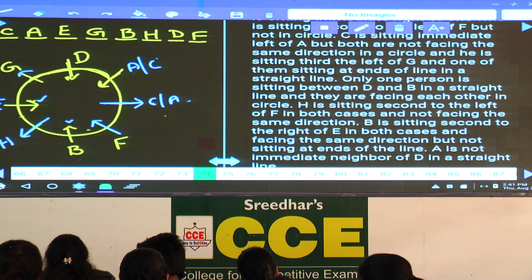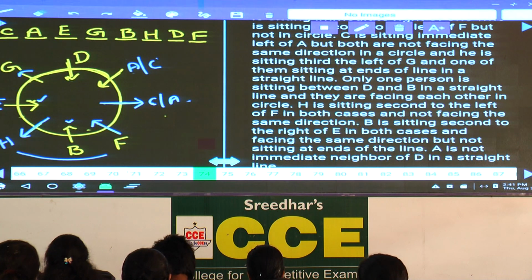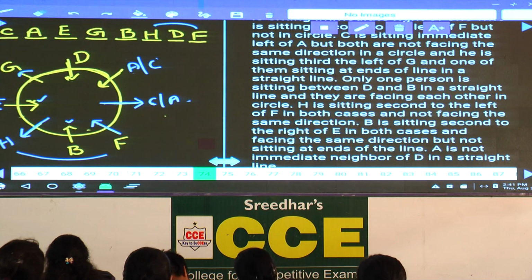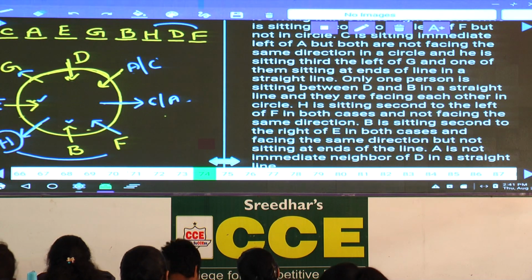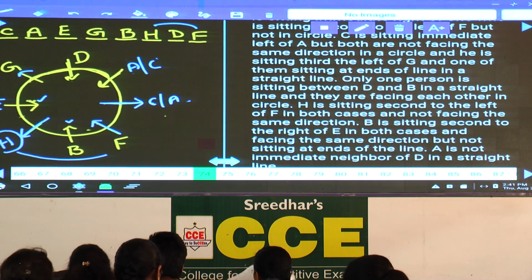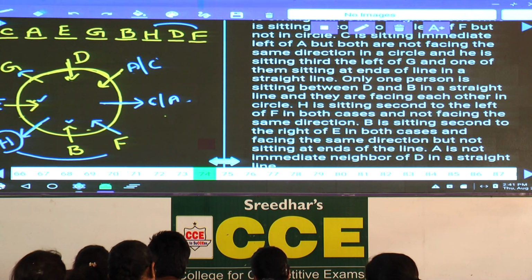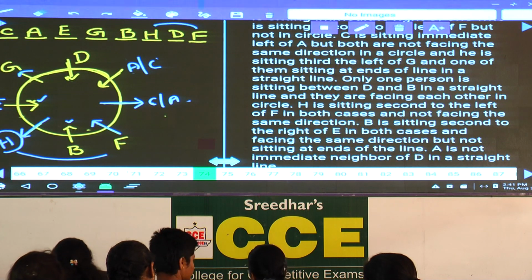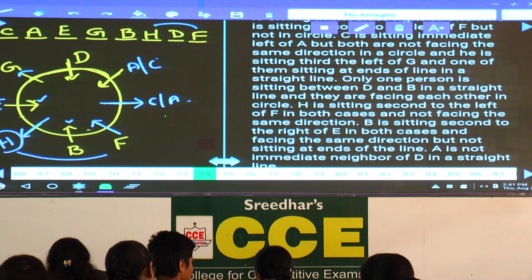Now this information is also not required within the circle. For the line, we need H is seated second to the left, but it's here. Now that information is not required because finally H is the only person left over. That person must be on the left hand side. And H is seated second to the left of F in both the cases and not facing the same direction. And H and F are not facing, that is also not required because we have initially finalized the directions of these persons. And next one.